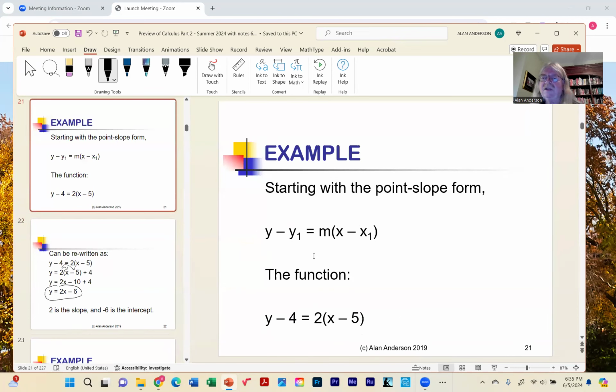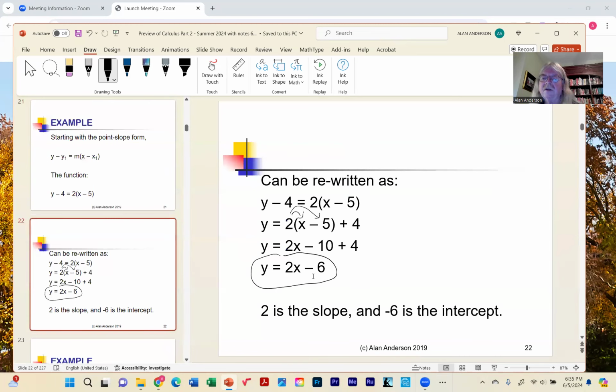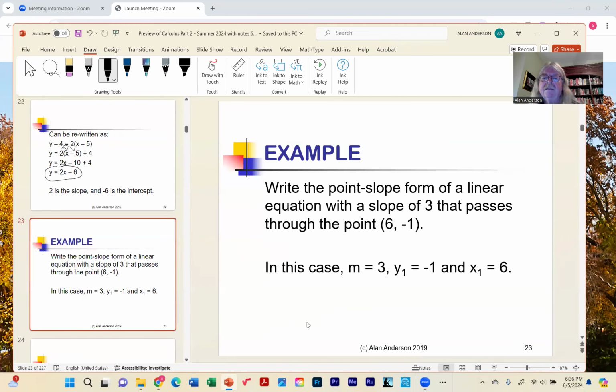So it's hard to tell by looking at it, but these are the same straight line. So we're going to take this as our example. Our next example, we have an equation with a slope of 3 that passes through the point (6, -1). So we know m is 3, y1 is -1, and x1 is 6.